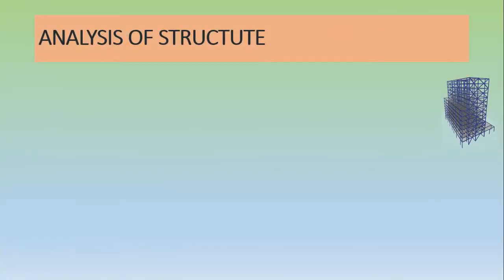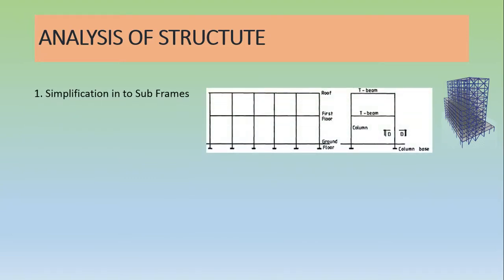Then analysis of structure. Analysis of structure means you think that there is a building, or sometimes typical buildings have typical frames like this. So we have to simplify this building. Let's think that this is a 2-story building, and you can consider this frame perpendicular to this direction. You can analyze this frame and calculate those bending moments.